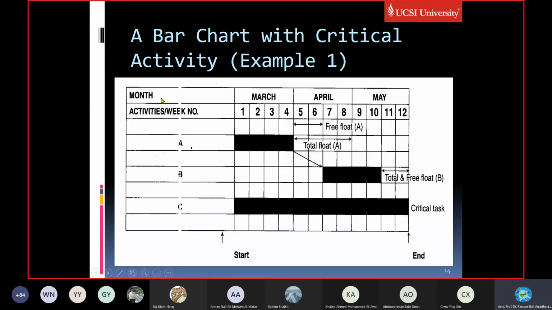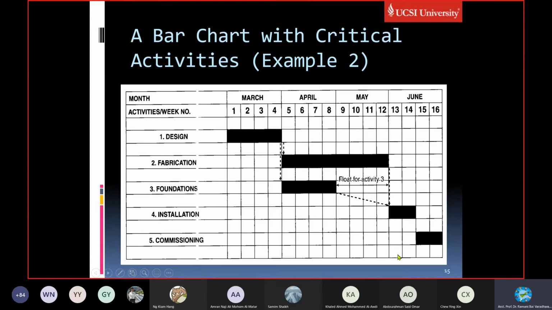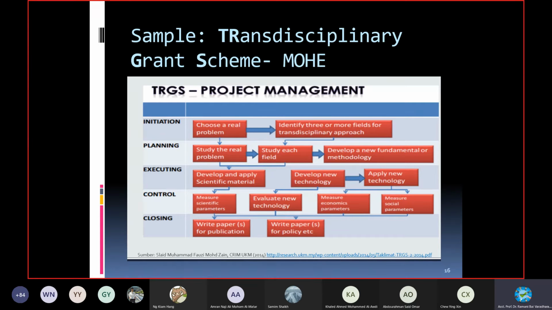Another example is like this. Activities are arranged here, with durations and dates. They mark an activity from this to this, then there's a gap, and then another activity. You can prepare it like this too. This is a good example from MOHE, the Ministry of Higher Education, Malaysia. They have come out with a call for proposals for funding projects, and this activity also involves development of their project schedule.